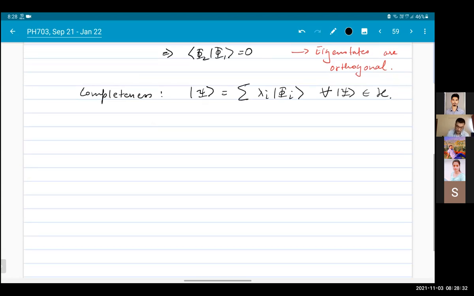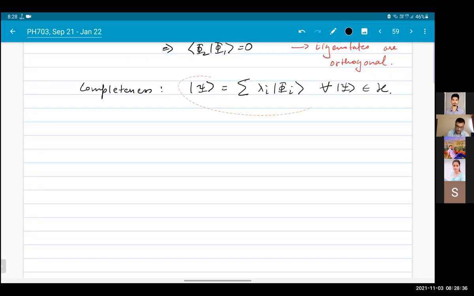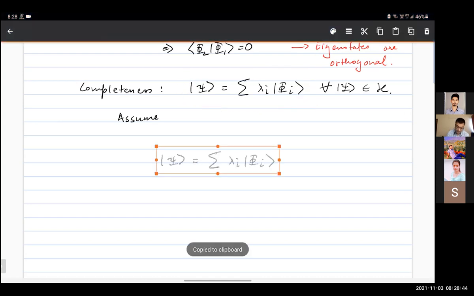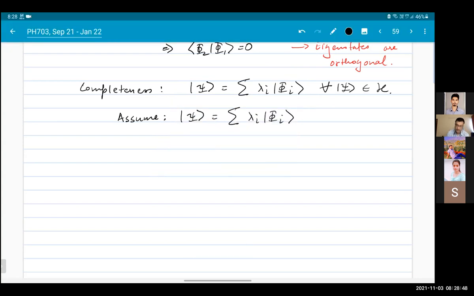So how do we do that? Well, let us make this assumption. Let us assume this to be the case. Let us assume that we can write a given state psi in this form.